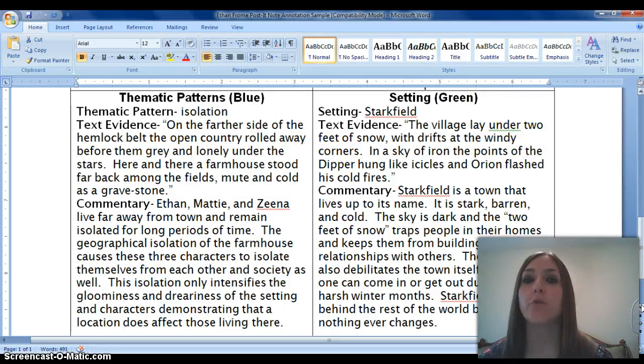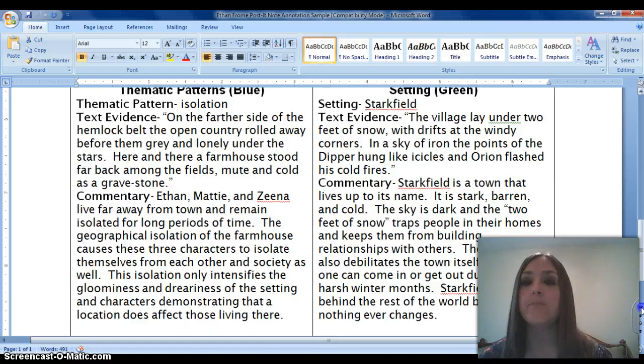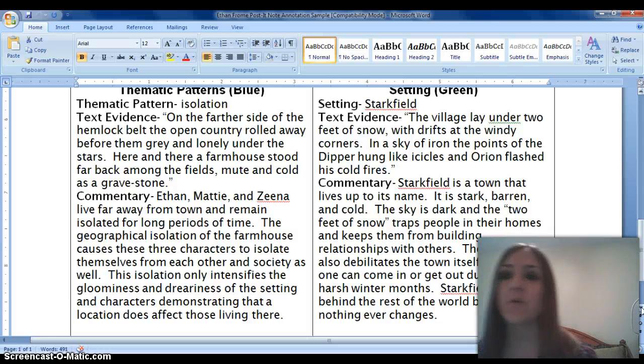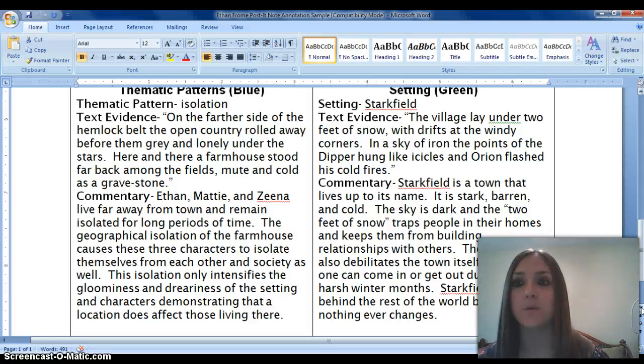And the last one, your green post-its for setting. So of course I chose Starkfield. In general, you could do different variations of Starkfield. "The village lay under 2 feet of snow with drifts at the windy corners. In a sky of iron, the points of the dipper hung like icicles, and Orion flashed his cold fires."